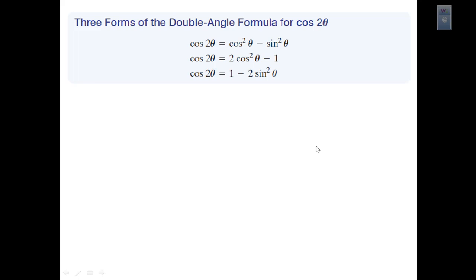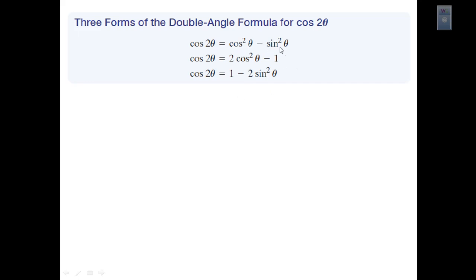Now, the cosine 2 theta actually has a couple of extra ways that you can do it, and this is just using the Pythagorean identity of sine squared plus cosine squared equals 1, and you can just substitute some stuff in. But here are 2 other ways that you can do this. Cosine 2 theta, the one we've already looked at. Cosine 2 theta, the one with only cosine. And cosine 2 theta, the one with only sines.